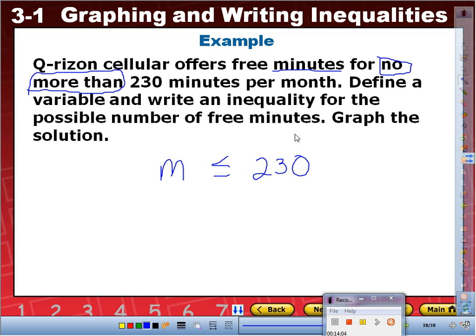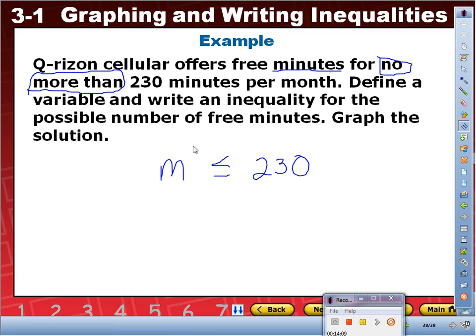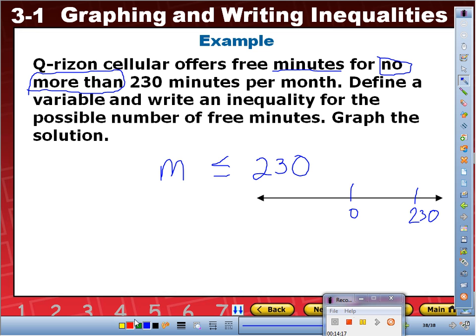Do we know how to graph that? Yeah. Let's see. 0, 230. Does it have an equal sign? Yes. It includes 230. And then what numbers can I substitute in here to make this true? That M will be less than 230. Okay, exactly, 220, 210, 0, anything this way. So here's your graph.